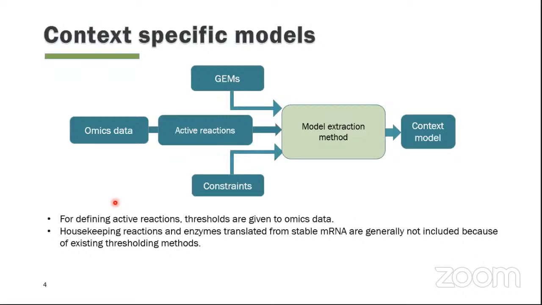And this goes on basically on the assumption that all genes have the same expression pattern, but this is not the case. For example, there are housekeeping reactions and enzymes which, even though their gene expression value is low, have to be present in all contexts for basic cellular maintenance. And there are some stable mRNAs which may have low gene expression, but they must also be there in the context.